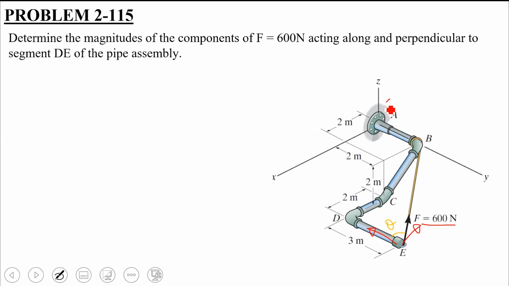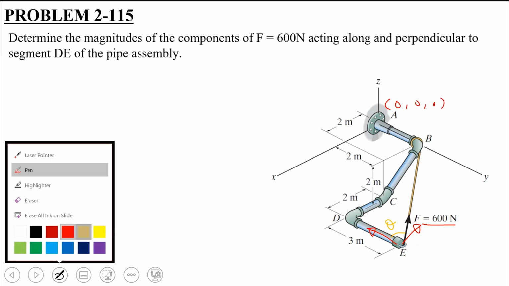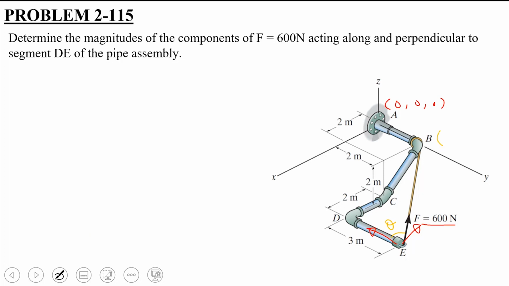So since A is our origin, the coordinates of the origin point are going to be 0, 0 and 0. What about point B? Sir, 0, 2 and 0. Okay, so the coordinates of point B are going to be 0, 2 and 0. What about point C? Sir, 2, 2, minus 2. Okay, but do we require the coordinates of point C?